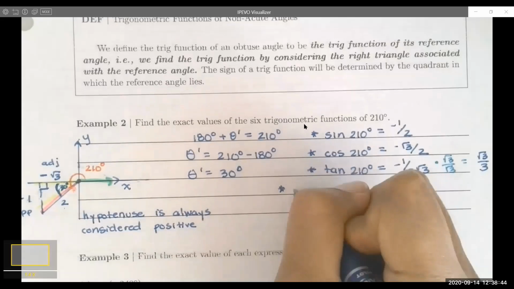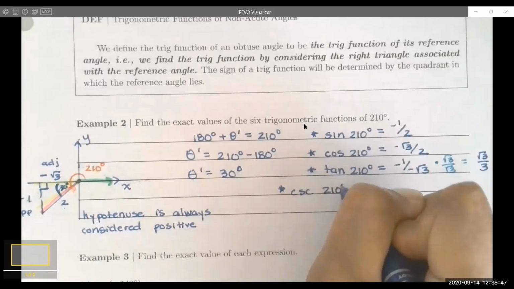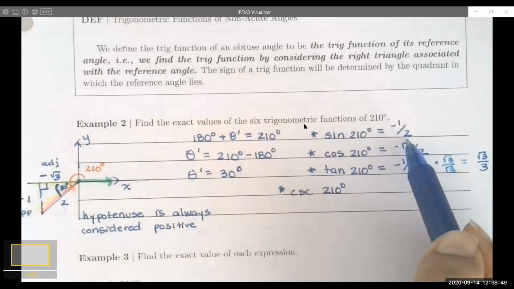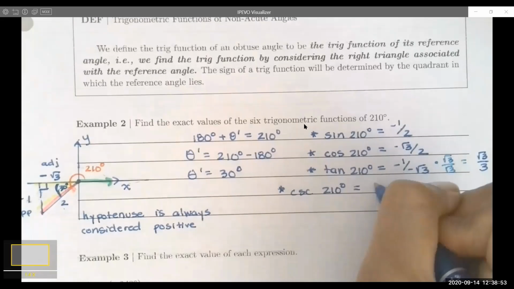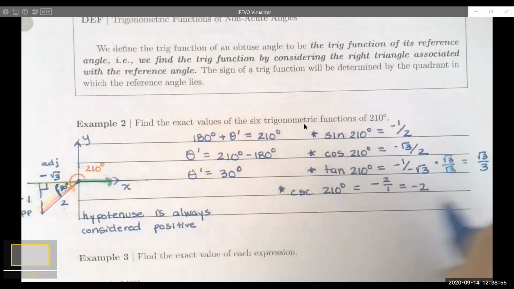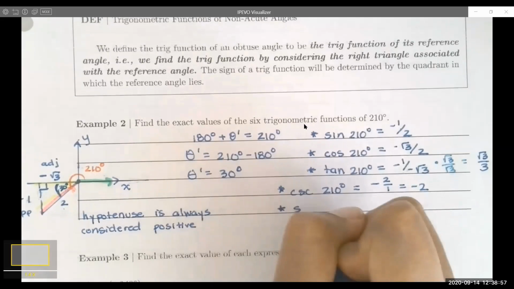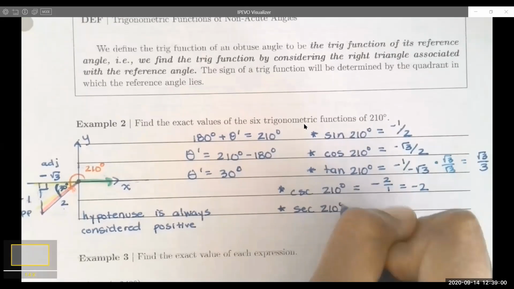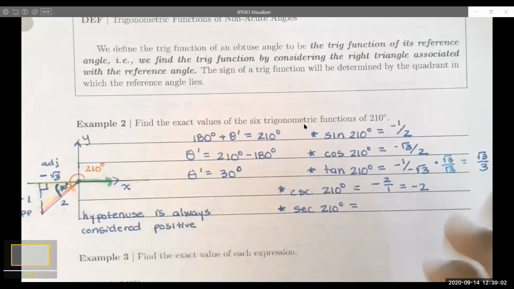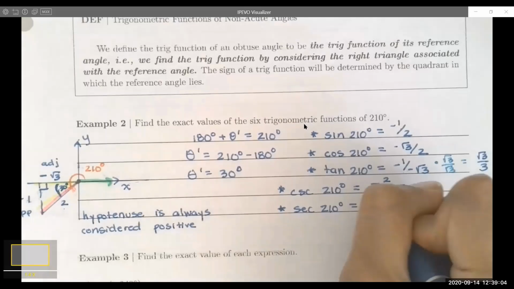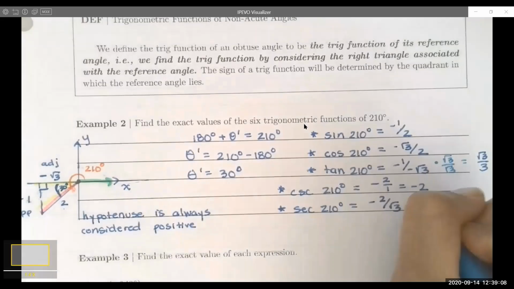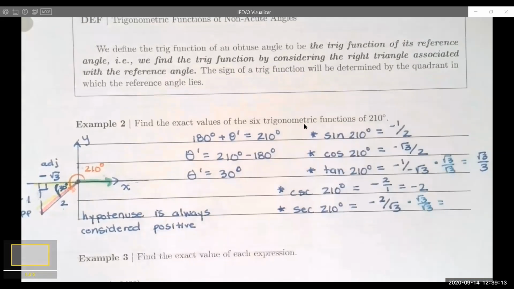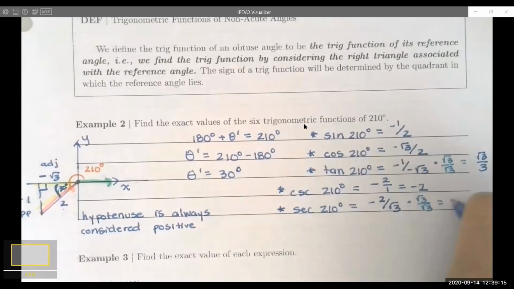Now cosecant 210, we can simply take the reciprocals of these values. That would be a negative 2 over 1, which is negative 2. For secant of 210, take the reciprocal of cosine, which is going to be this negative 2 over square root of 3, and just make sure to rationalize. So multiply by square root of 3 over square root of 3, and that gives us a negative 2 radical 3 over 3.